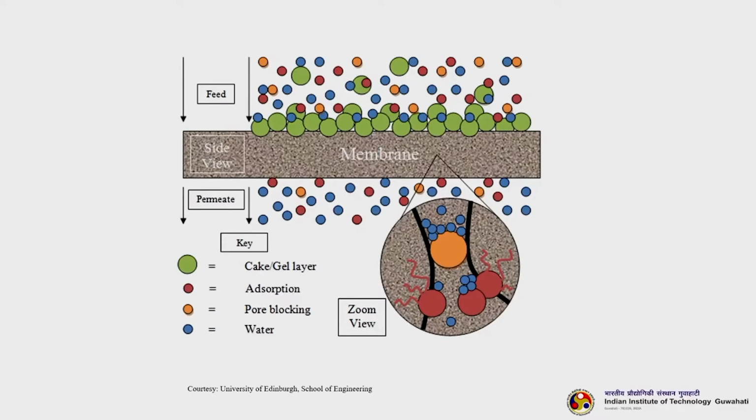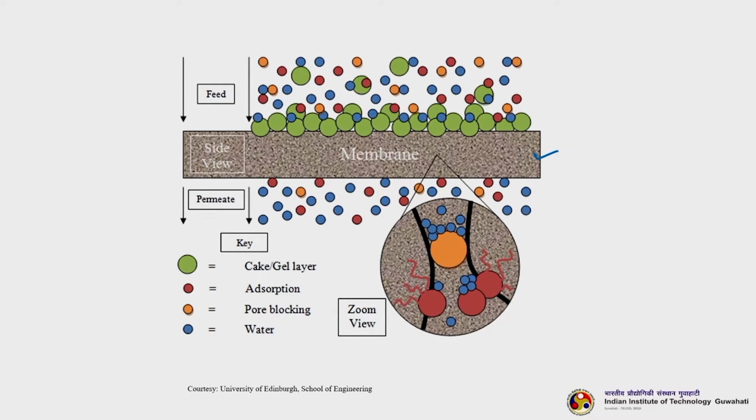Now, let us have a close look at this particular picture. This is proposed by the University of Edinburgh School of Engineering, where they studied the harvesting of microalgae from the water. Basically, algae was removed using microfiltration after they are mature in the broth. So, this is your membrane, right, and the green particles are the cake or gel layer deposition.